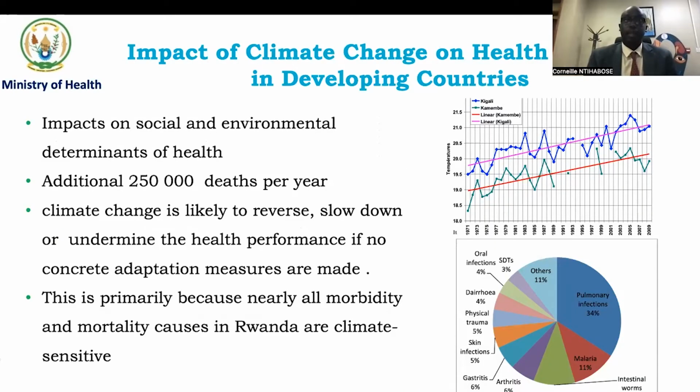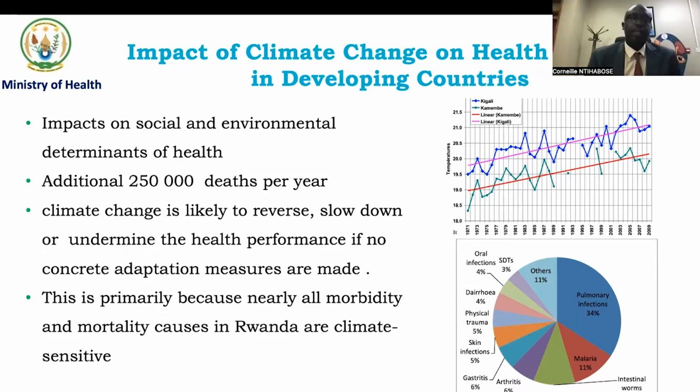The impact of climate change on health systems in developing countries is huge. If you are seeing on the slide, the first graph, in Rwanda, we experienced in the last 40 years the rise of temperatures in Kigali and also in Kamembe, where they recorded the temperatures. There is at least a 1.5 rise of temperatures in Rwanda if you compare to the last 40 or 50 years.